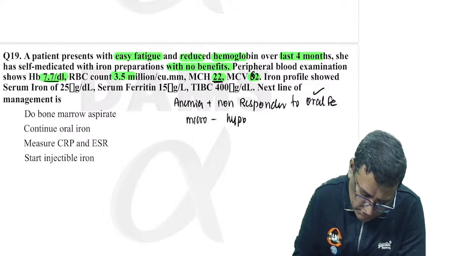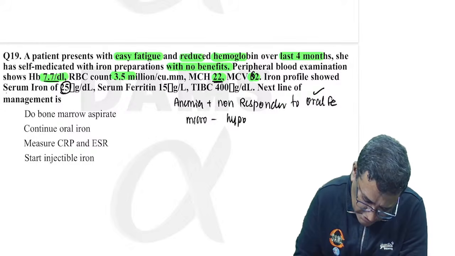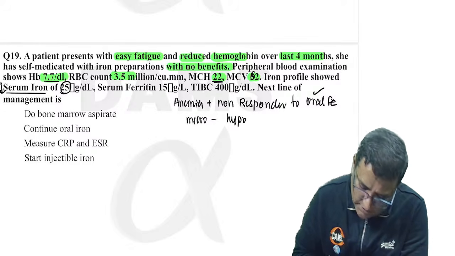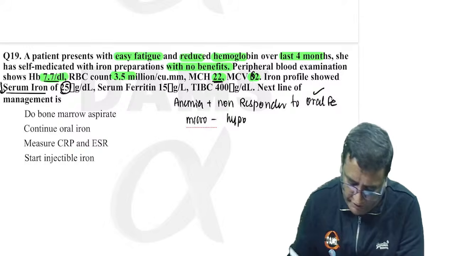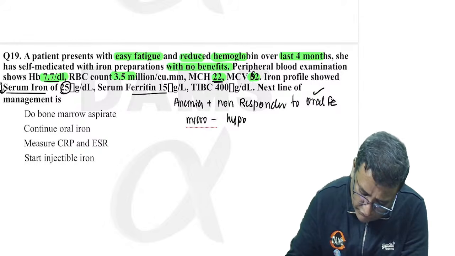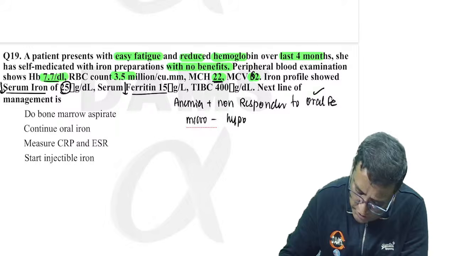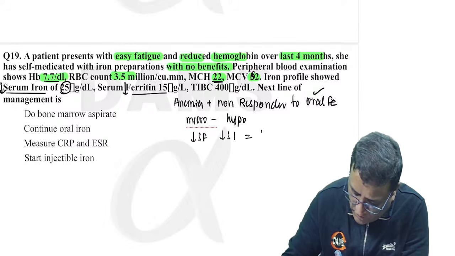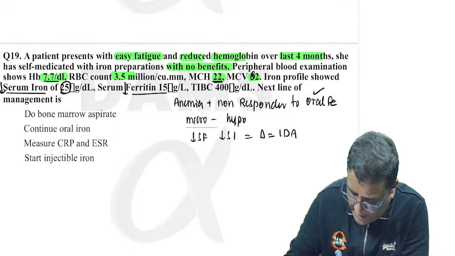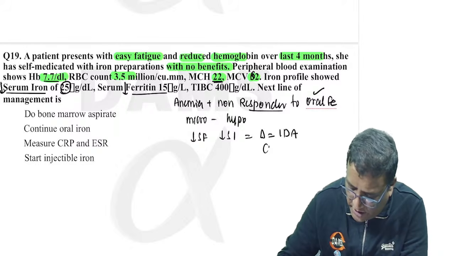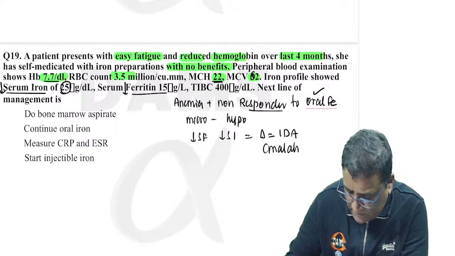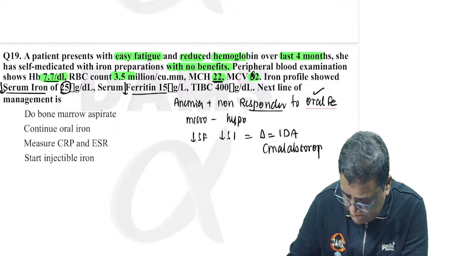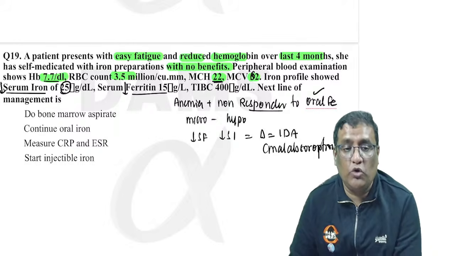Iron profile showed serum iron is 25. Serum iron is low already. Normal value will be 50 to 150. Ferritin is also 15. That is also low. So low serum ferritin, low serum iron. So my diagnosis is IDA. And because she is a non-responder, I would call it malabsorption. IDA due to malabsorption. Why? Because she is not responding to oral iron.